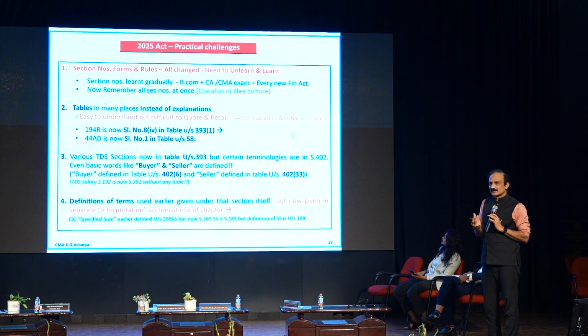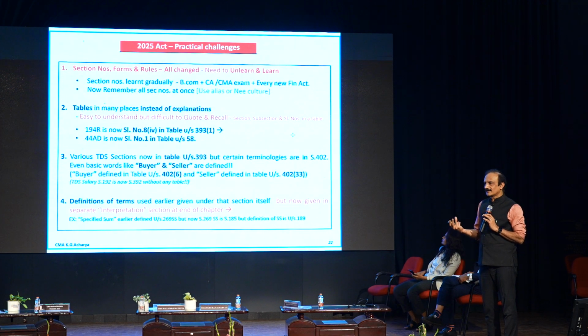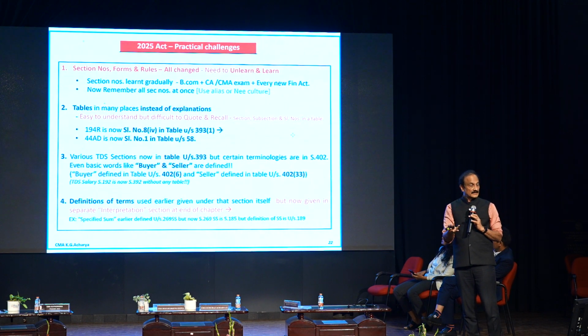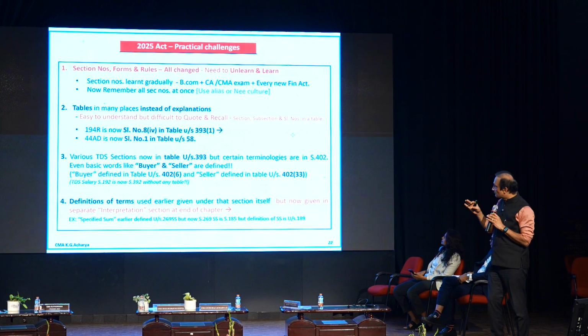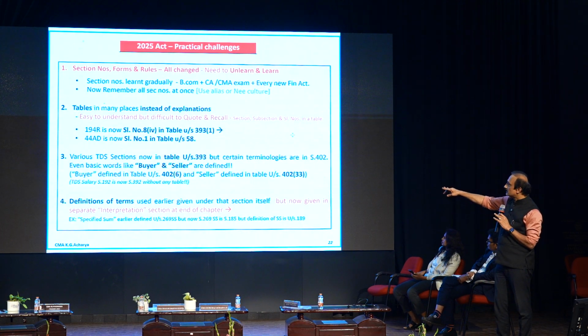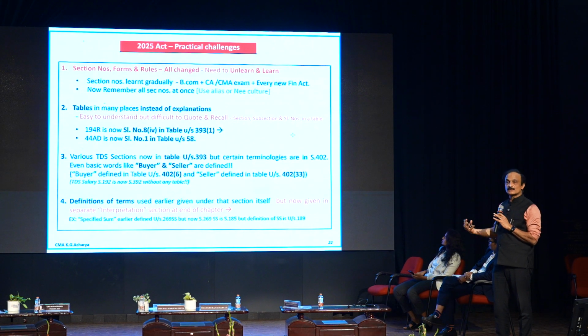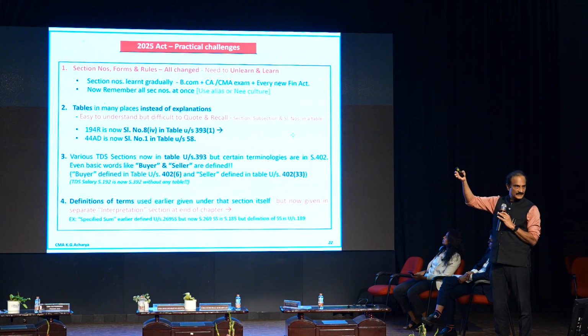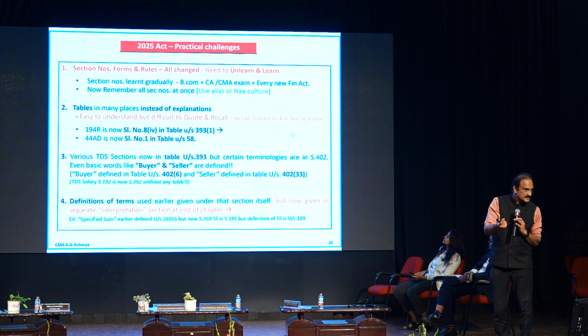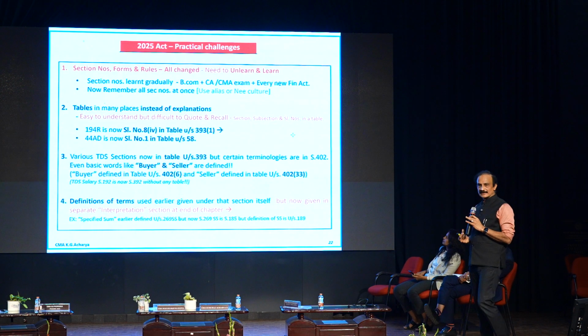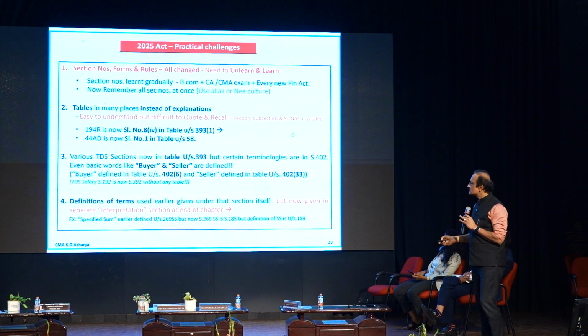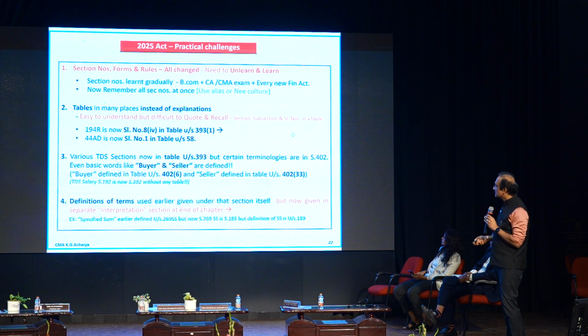Buyer and seller. Normally buyer and seller means what? I am buying, you are selling. But buyer and seller has also been defined under section 402 subsection 6 and 402 subsection 33, which is at the end of the chapter. Buyer means one whose turnover is more than 50 crores. You have to deduct that 0.1% TDS. Definitions of terms used earlier given under that section itself are now given under a separate interpretation section at the end of the chapter.